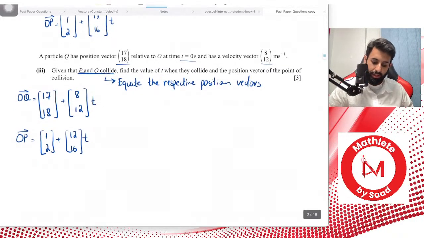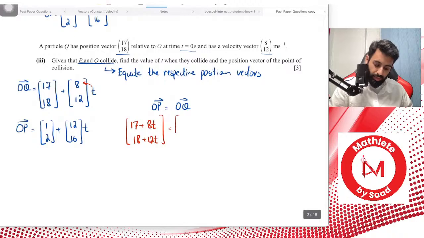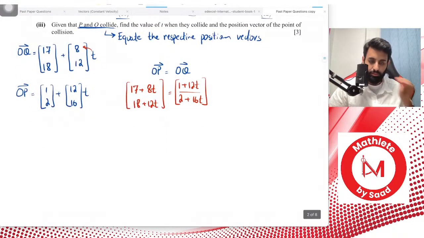Like I said, we're going to equate the two position vectors. So OP equals OQ. As far as OQ is concerned, we're going to multiply the vector by t. So this becomes (17 plus 8t, 18 plus 12t). So that's one vector. And as far as OP is concerned, OP is going to be (1 plus 12t, 2 plus 16t). Please remember not to treat it like a fraction. This is not a fraction. A lot of times students end up writing the fraction line.